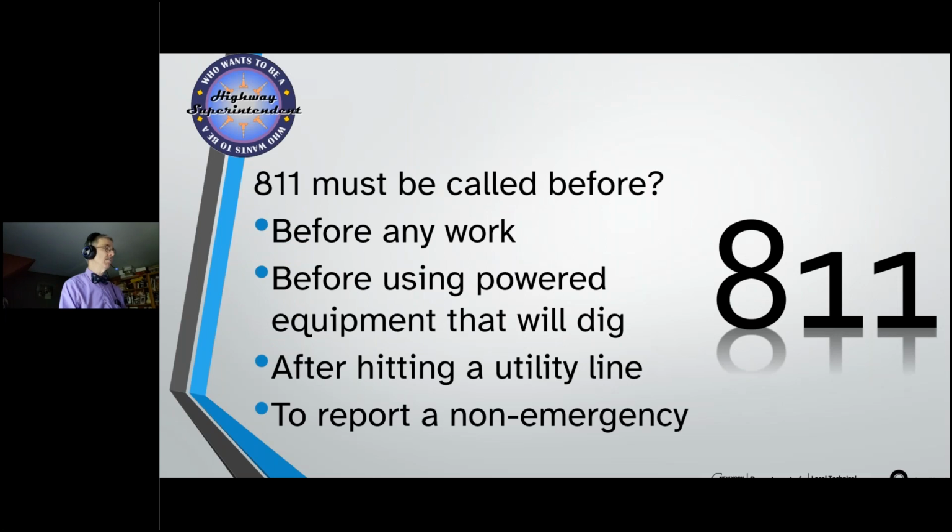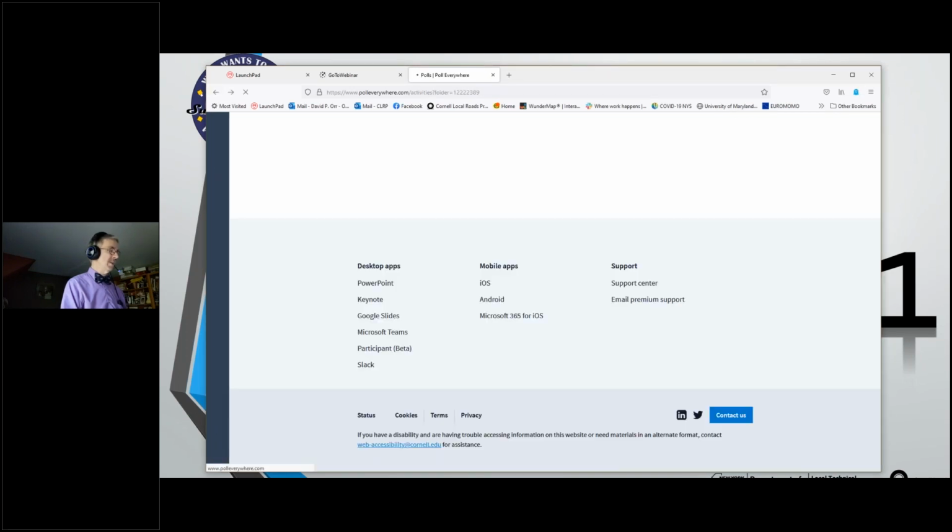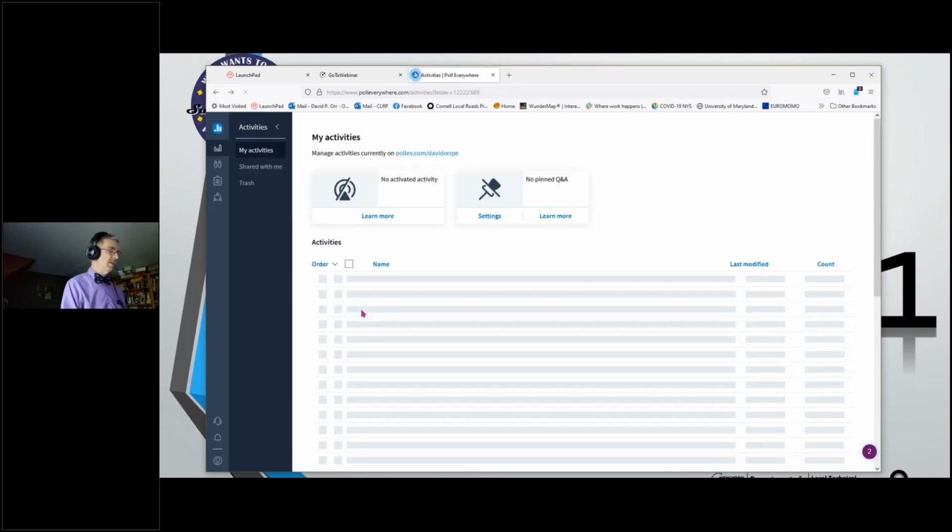811 must be called before any work, before using powered equipment that will dig, after hitting a utility line, or to report a non-emergency. And I will go over here to Poll Everywhere, and I will get that particular question and activate it.